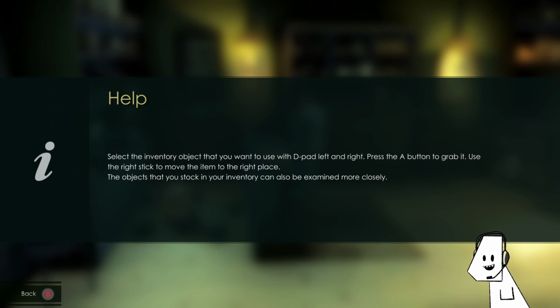See the inventory object you want to use with the D-pad, left and right. Press the A button to... Oh, we got single gear. We solved a riddle. Press the A button to grab it. Use the right stick to move the item to the right place. The objects you can stock in the inventory can also be examined more closely.